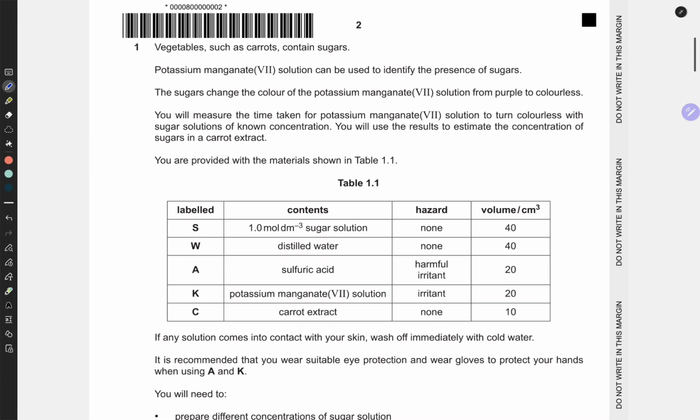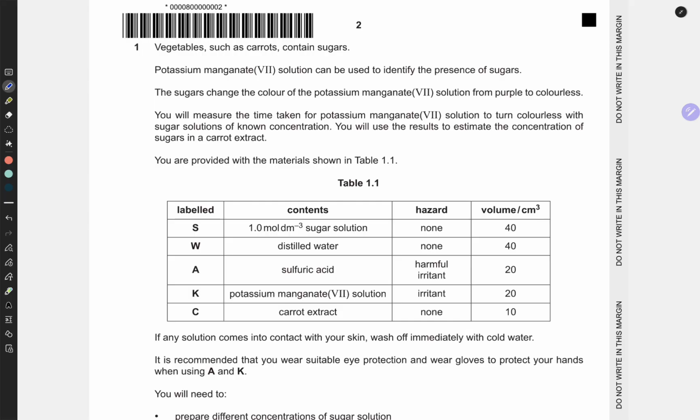The first question says, vegetables such as carrots contain sugars. Potassium manganate(VII) solution can be used to identify the presence of sugars. The sugars change the color of the potassium manganate(VII) solution from purple to colorless. You will measure the time taken for potassium manganate(VII) solution to turn colorless with sugar solutions of known concentration. You will use the results to estimate the concentration of sugars in a carrot extract.